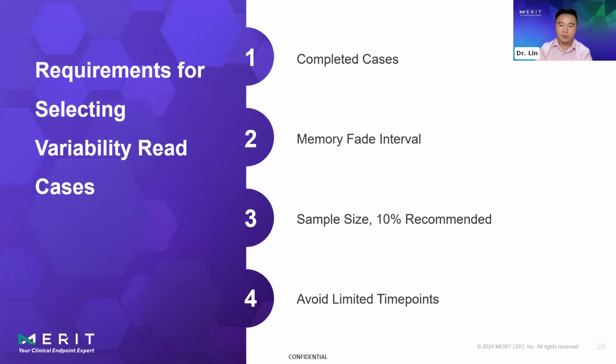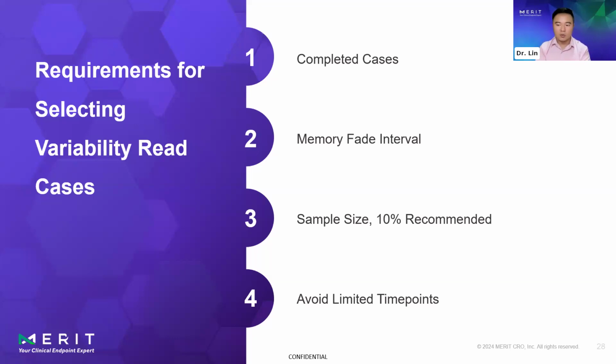And number three, the sample size. A sample size of approximately 10% of the total study population is recommended. Of course, this can be adjusted based on the budget consideration and the overall trial sample size. And the fourth one is the time point considerations. Well, there is no definite evidence-based guidance, but it's generally recommended to avoid selecting cases with a very limited number of time points, like 2 or 3.